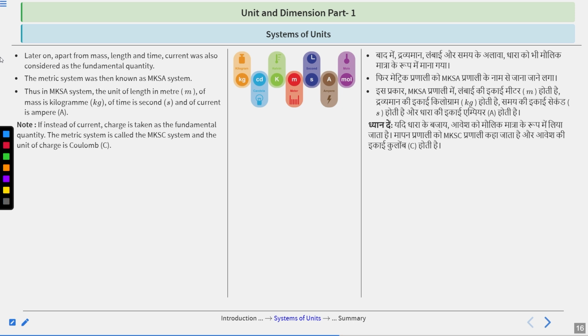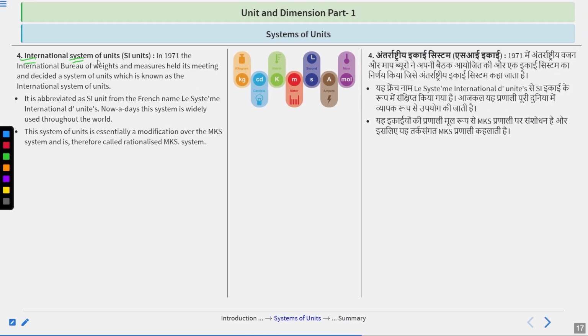Later on, apart from mass, length, and time, current was also considered as a fundamental quantity. The metric system was then known as the MKSA system. Thus, in the MKSA system, the unit of length is meter, m, of mass is kilogram, kg, of time is second, s, and of current is ampere, A. Note, if instead of current, charge is taken as the fundamental quantity, then the metric system is also called the MKSQ system, and the unit of charge is coulomb, represented by capital C. Okay.